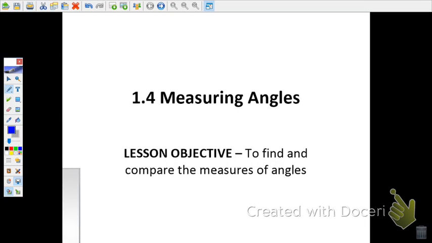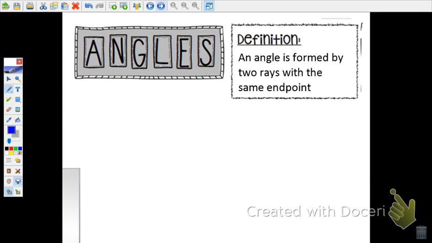Today we're going to be looking at measuring angles, how to find and compare the measures of angles. Much of what we're going to look at on this first page in your interactive notebook should be review. And then we'll also be looking at the angle addition postulate, which has similarities to the segment addition postulate that we worked with earlier this week.